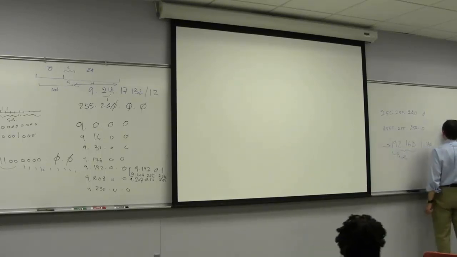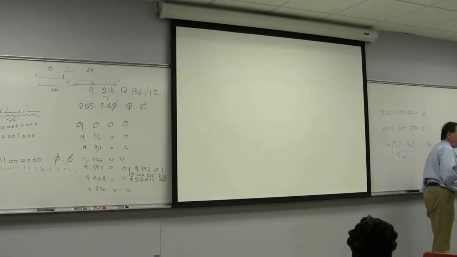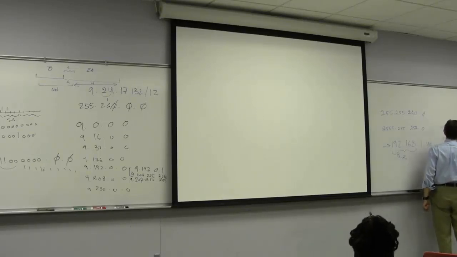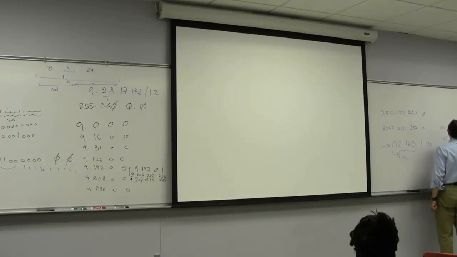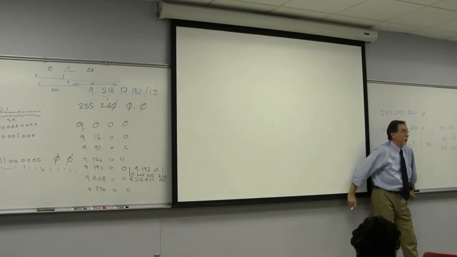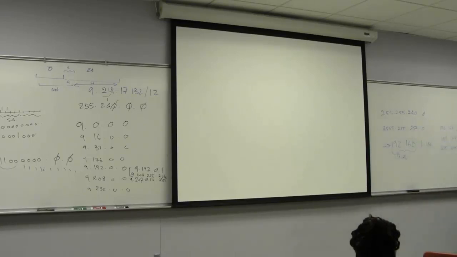Come on, don't be shy. Sam, come on. 192. Speak up. I'm recording you. 168. 255 is a mask. If you mask this with this, what do you get? 1.0. So that is your subnet. By the way, what is the next subnet? Joe, you tell me. With this mask, that's the first subnet. What's the next subnet?